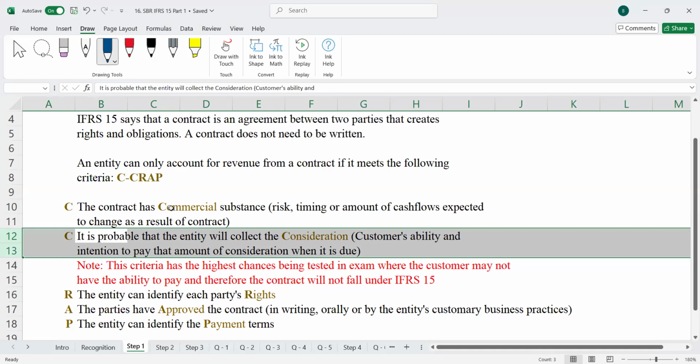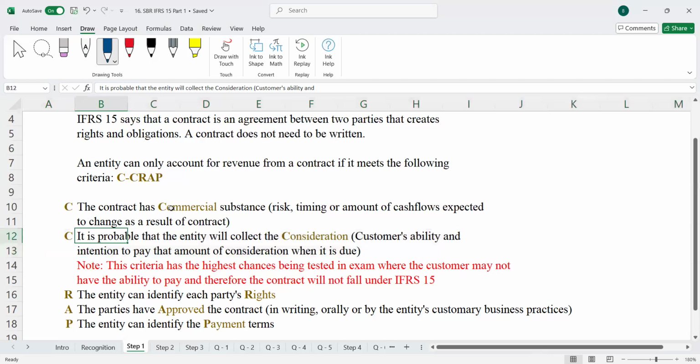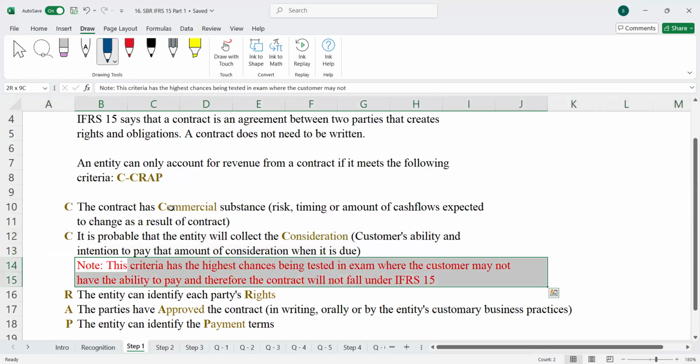Now, here you will have to see the ability and the intention of the customer to pay. And this gets tested in your exam. They will give you a scenario where the customer has already entered into a contract, but the customer does not have any ability to pay. It's not a bad debt, but you will say that no revenue should be recognized because the contract does not exist. This is how you will say it.